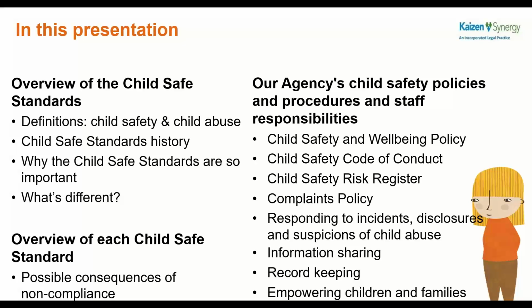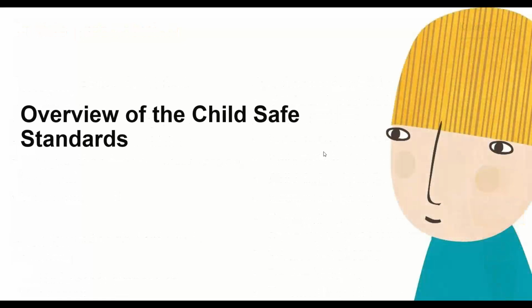In this presentation, we're going to cover three main areas. Firstly, an overview of the child safe standards. We're going to look at each of the child safe standards and the possible consequences of non-compliance. We're also going to look at your agency's child safe policies, procedures, and responsibilities. These will be summarized for you so that you're aware of what each of these requirements are under the child safe standards and how they apply to you in your role.